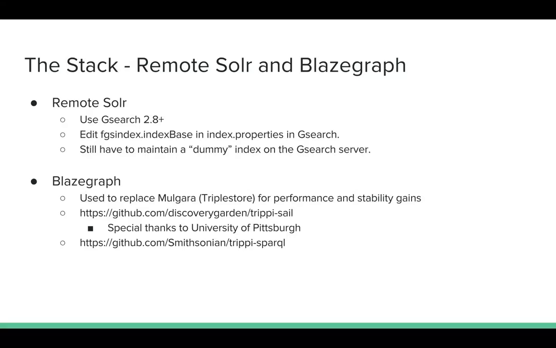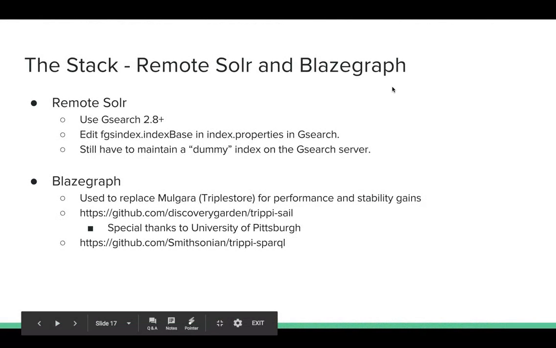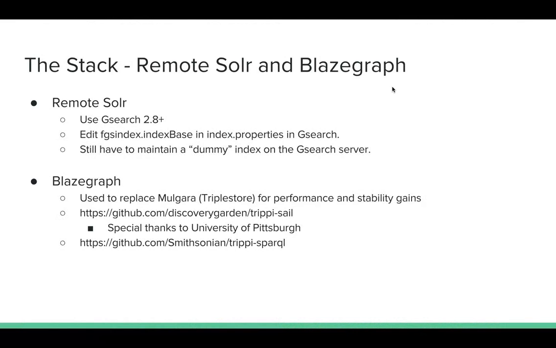With BlazeGraph, as I mentioned, this is used to replace Mulgara for performance and stability gains. Depending on, there are 2 different options. There's one that discoverygarden made. We partnered with the University of Pittsburgh, and we made the Trippi-Sail implementation of it. Oh, jumped ahead of a slide there. My apologies. The other implementation is Trippi-SPARQL, which was done by the Smithsonian. Both implementations are good.